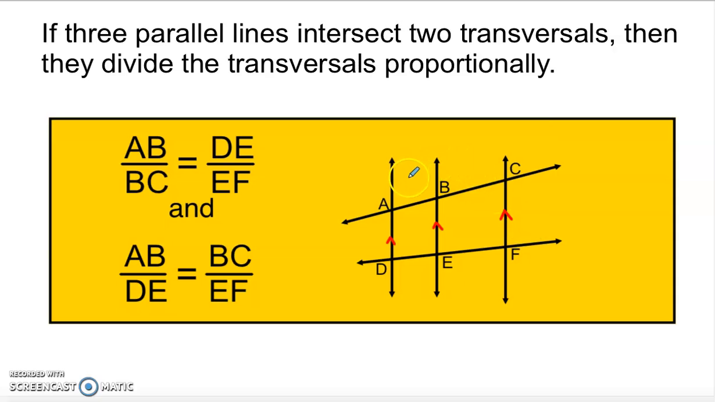And then if I cross three parallel lines with two transversals, then I'm going to have proportionality inside of those gaps. So in this case, these relationships are going to be proportional. So AB over DE is going to be equal to BC over EF. And again, I have a horizontal relationship. AB over BC will be equal to DE over EF.